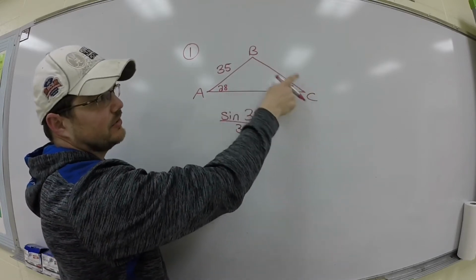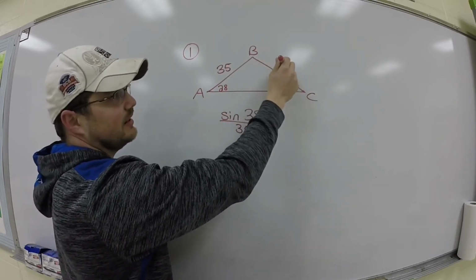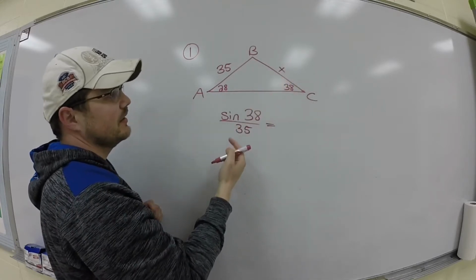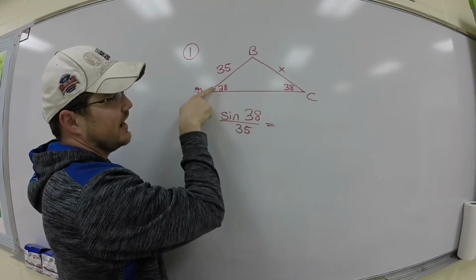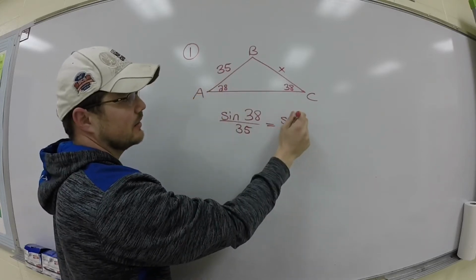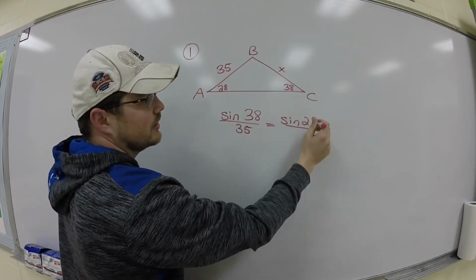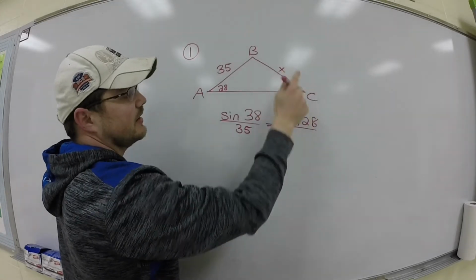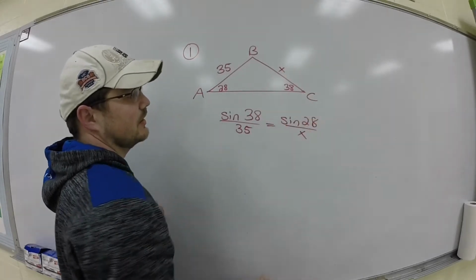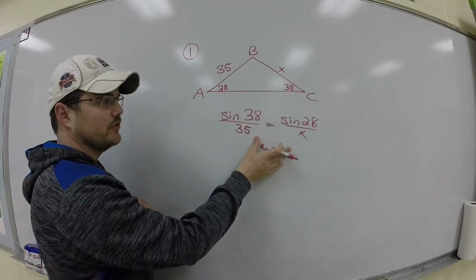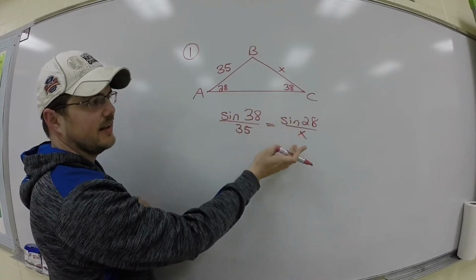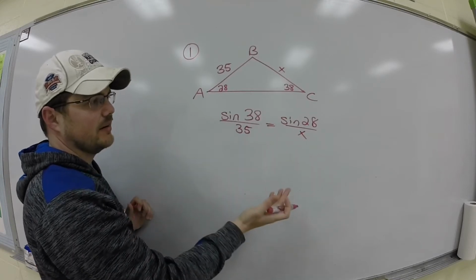Since it wants us to find BC, let's put an X here. So sine 38 over 35 equals sine 28 over this side. Alright, so what we're doing is we'll set up a proportion, cross multiply and get x by itself, and then we'll have our answer.